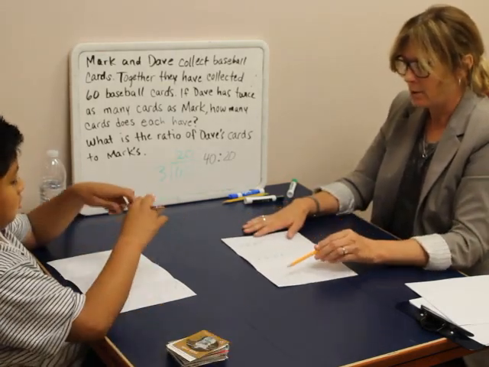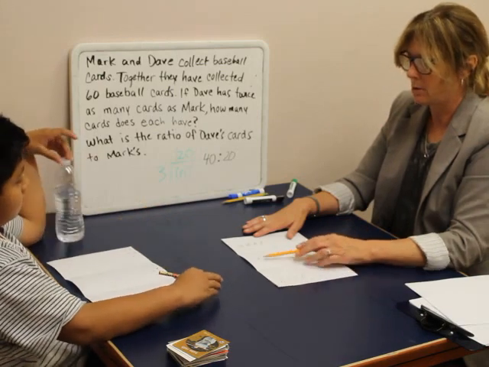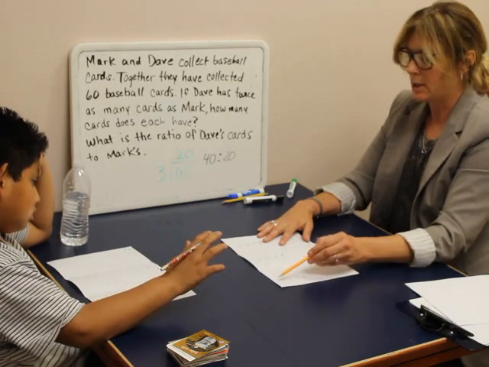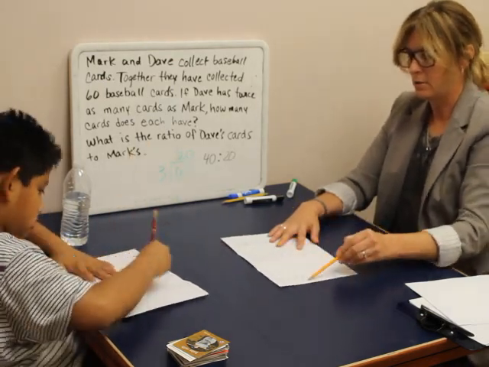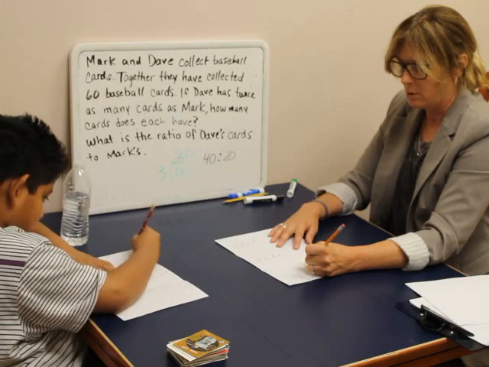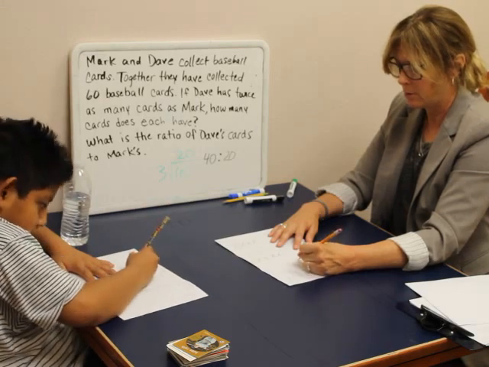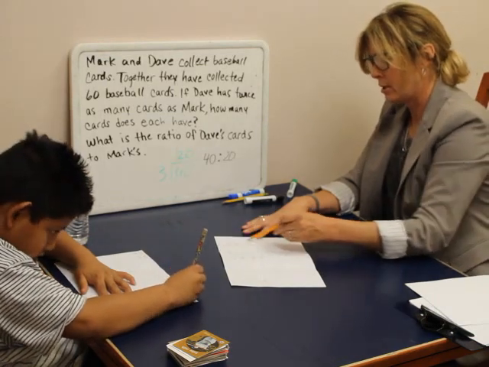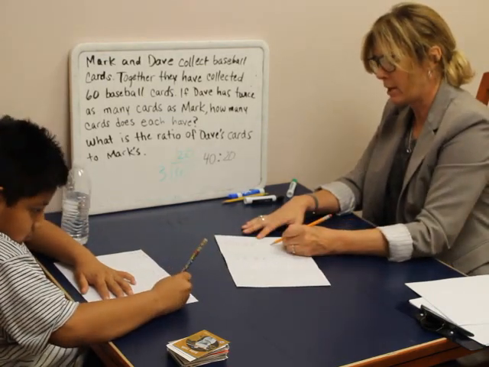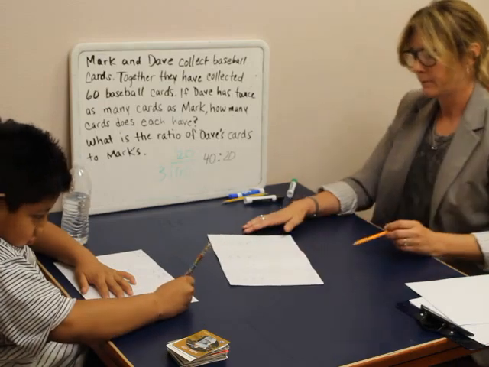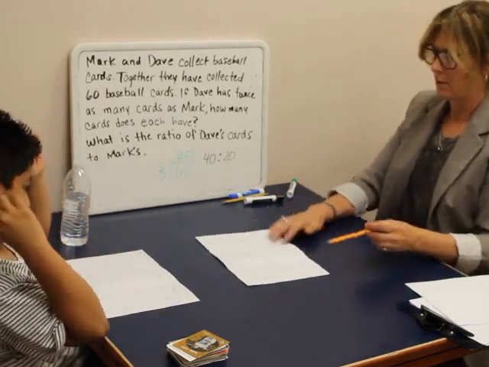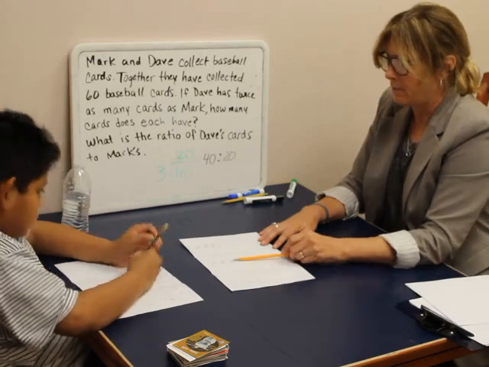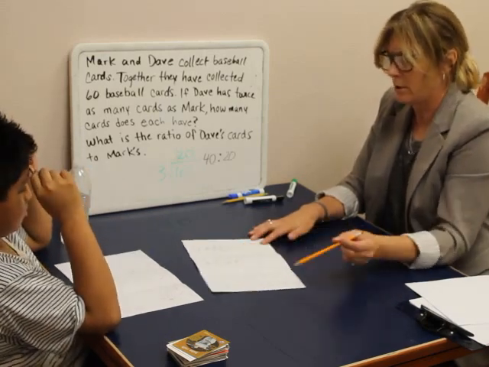So if Dave has twice as many baseball cards, which is what these tallies are representing, we're going to give him 2 of the sections, right? Yes. So we're going to circle those, put Dave's name right below those. And we're going to circle the one section, put Mark's name right below that. And now that we've solved that, we know that Dave has 40 cards, Mark has 20 cards.